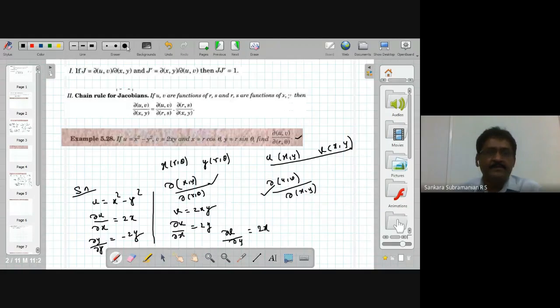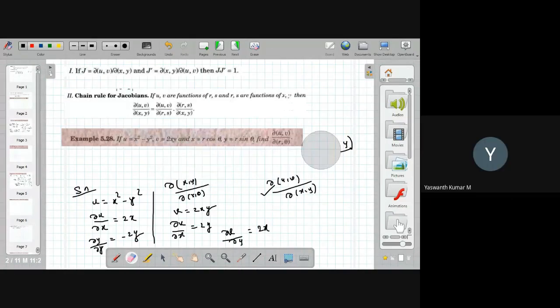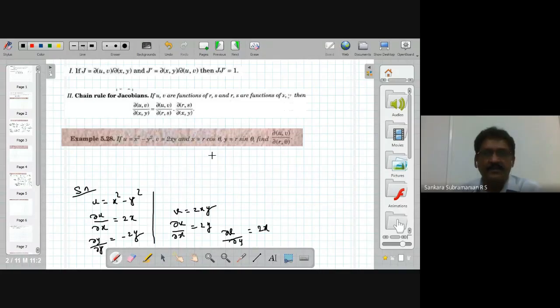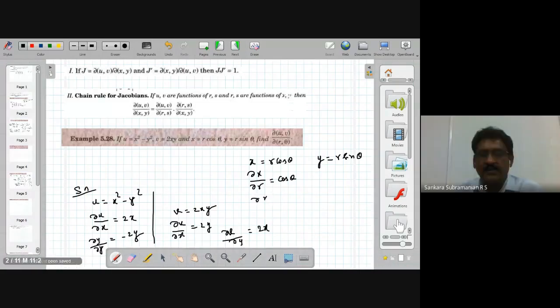Let us find all the quantities we are having. We have x equal to r cos theta, and y is equal to r sin theta. So we can find dou x by dou r, which is equal to cos theta, since cos theta is constant. Differentiating r with respect to r, you get 1. And also we can get dou x by dou theta, which is equal to r is constant. Differentiating cos theta, you will be getting minus sin theta.